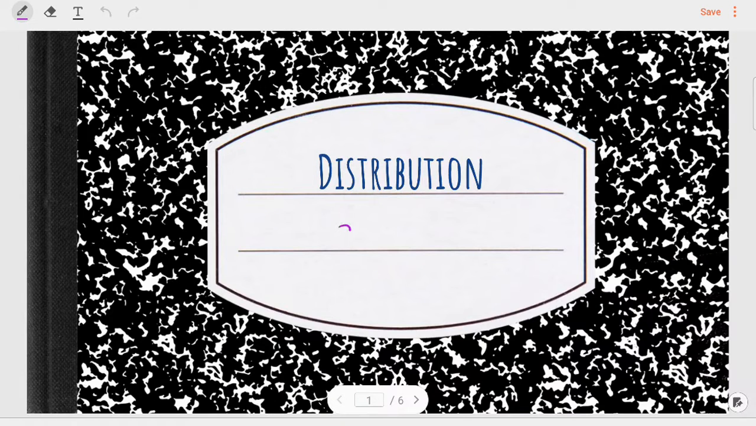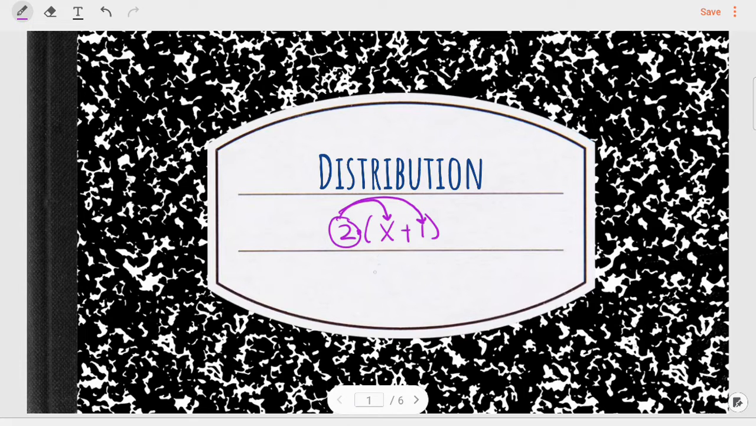This video is going to cover distribution. So to begin with, let's talk about what distribution is. Distribution means that if I have one number on the outside of the parentheses, which means to multiply, I am going to duplicate 2 copies of everything on the inside. So I'm going to duplicate 2 copies of x and 2 copies of 1.